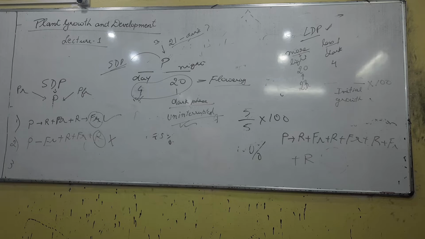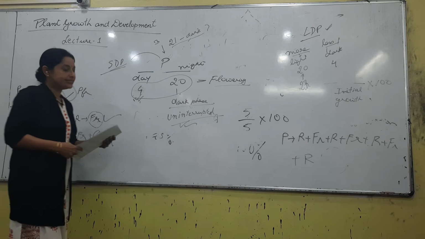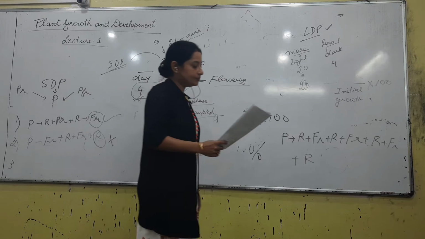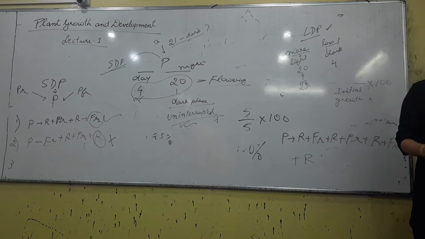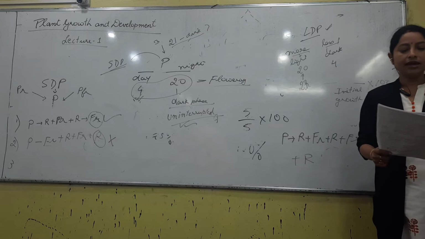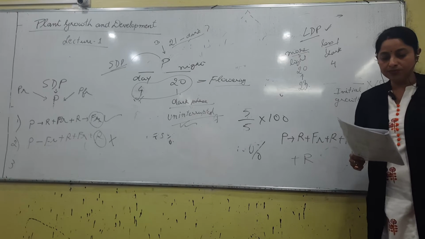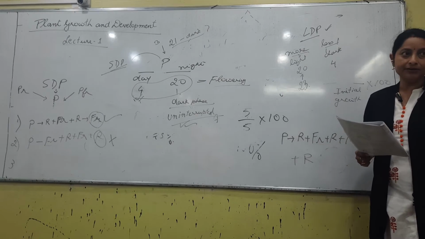And finally, PFR form is biologically active. It helps in seed germination, photoperiodism, etc. The question we asked is, what is the active form of phytochrome? Answer: PFR.